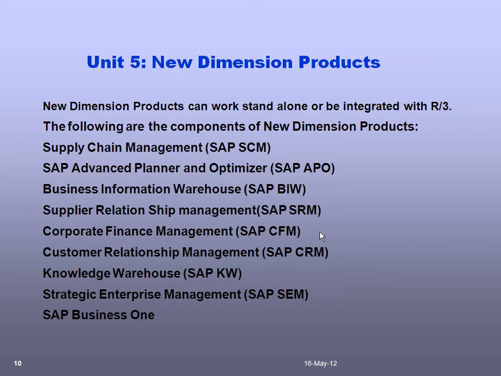SAP's APO, Advanced Planner and Optimizer, which is part of SCM, and also Business Information Warehouse, or simply BW, Business Warehouse, Supplier Relationship Management, Corporate Finance Management, Customer Relationship Management, Knowledge Warehouse, Strategic Enterprise Management, Business One, something called FSCM, Financial Supply Chain Management, Treasury Management, Transportation Management. All these are new dimensional products.